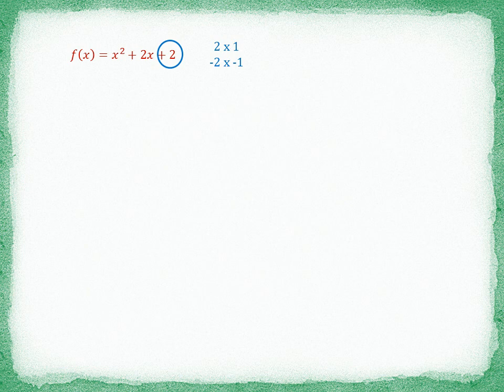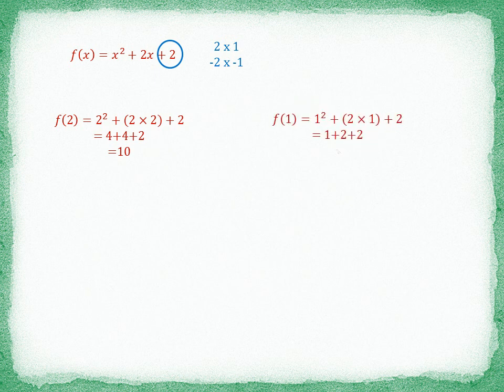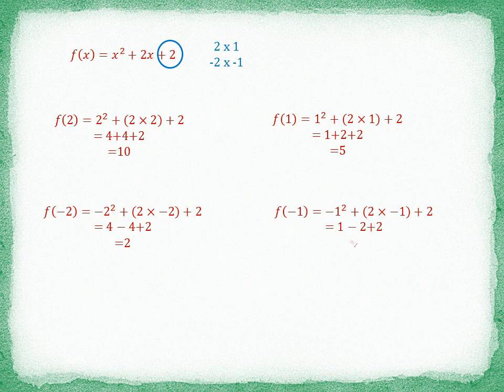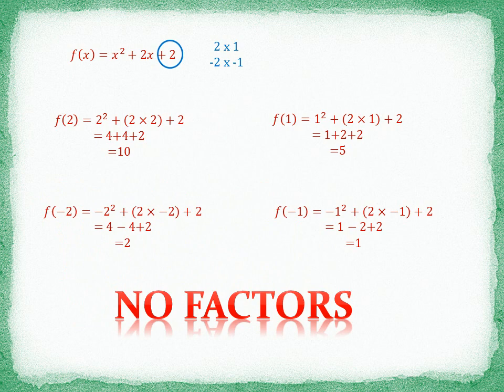Once again, let's find the factors of 2. These are 2 and 1, minus 2 and minus 1. F of 2 is equal to 10, f of 1 is equal to 5, f of minus 2 is equal to 2, f of minus 1 is equal to 1. F of a is not equal to 0 in any of these cases, so there are no factors for this polynomial.